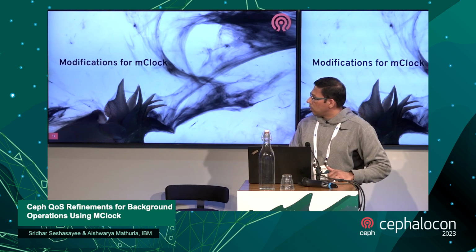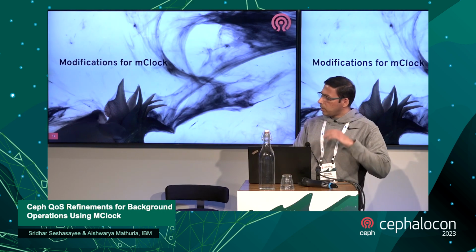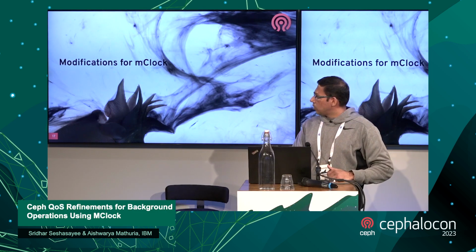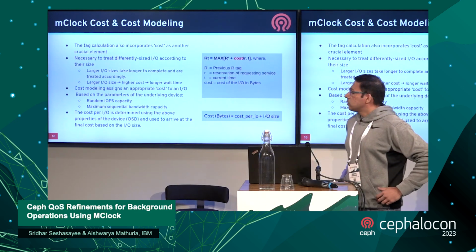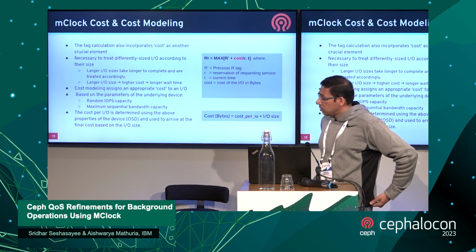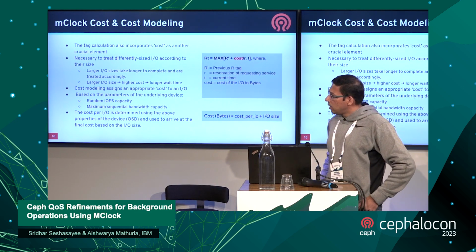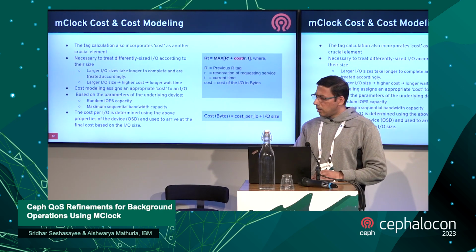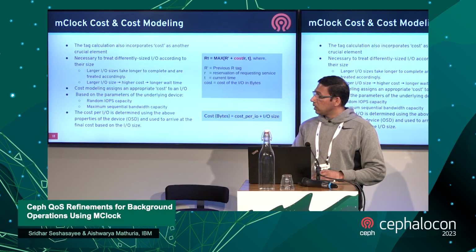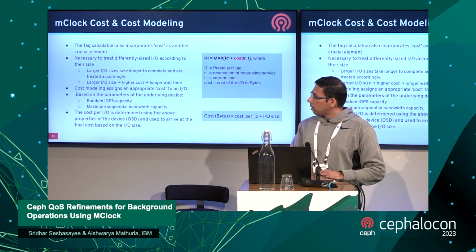So what did we do? So that's the bare bones algorithm. So what did we do next? As Aishwarya mentioned about cost, the cost comes into the picture here in a very crucial manner. And if you look at the paper of MClock, they also allude to this fact about handling cost based on the IO size. That's very critical.